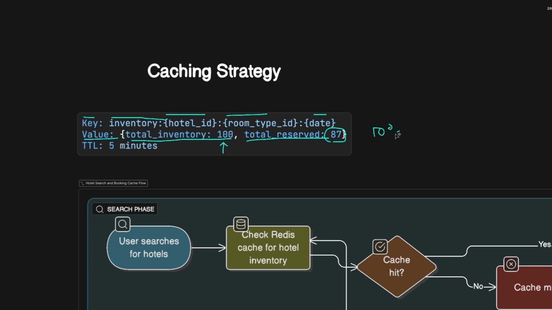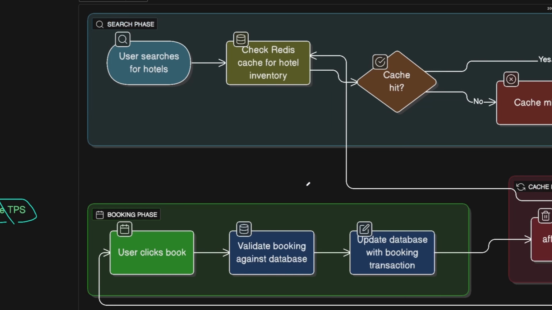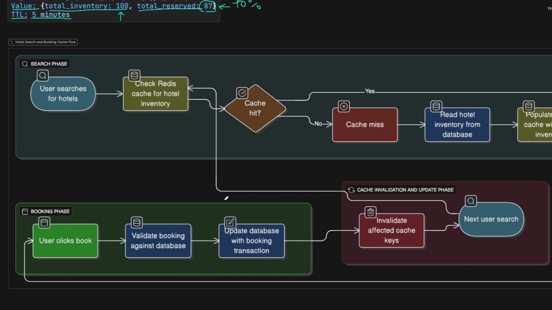But of course, we don't store this in the cache. We have this as a fixed number somewhere. And when calculating, we will use this in combination with total inventory and total reserved. And we will assign the cache a time to live, which can be something like 5 minutes per inventory. Now the cache flow will look something like this.